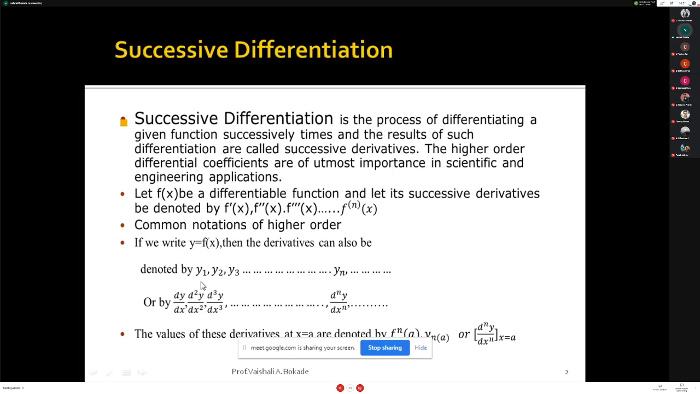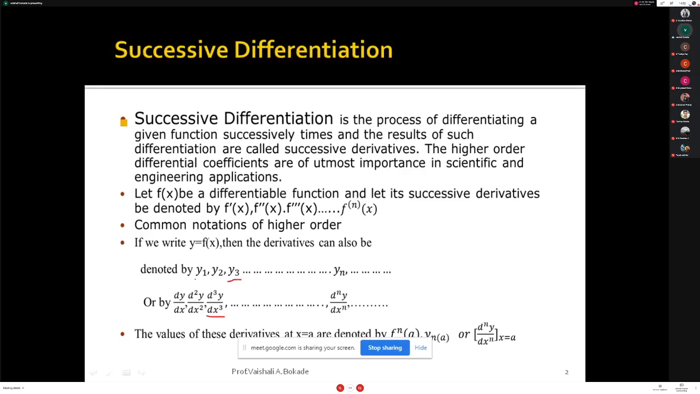I may differentiate this dy by dx again, a second time. So I write d2y by dx square, and it can be written as y2. When I differentiate it a third time, I get d cube y upon dx cube, and it is also written as y3.